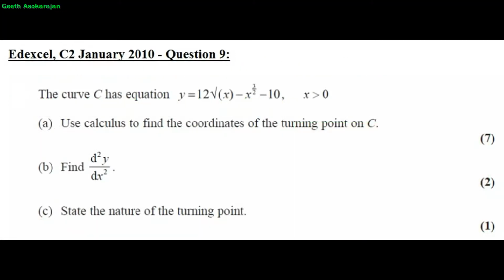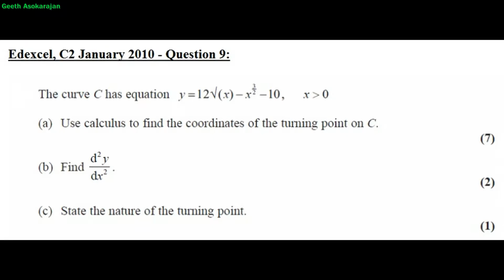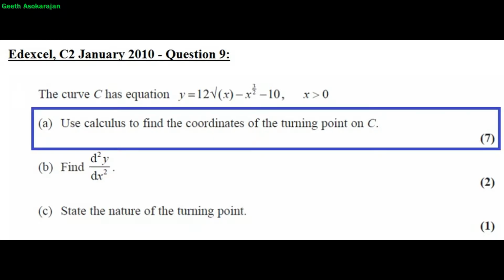Hi there, in this video I'm going to do a past exam question on differentiation. So let's take a look at this question. Question number 9. The curve C has equation y equals 12 square root of x minus x to the power 3 over 2 minus 10, where x is bigger than 0. In part A, use calculus to find the coordinates of the turning point on C.